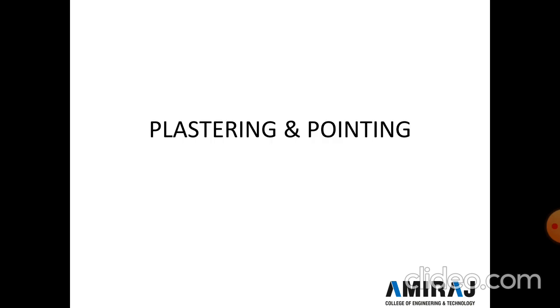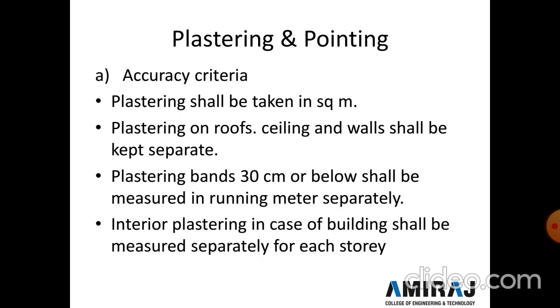The next important point in modes of measurement is plastering and pointing. In plastering and pointing, some of the accuracy criteria are given, like plastering shall be taken in square meter, stating the thickness of the mortar and its mix. The number of coats shall be stated in the item. All the numbers of coats shall be counted as separate items, like single coated plaster and double coated plaster. Both items are given separately in the counting work.